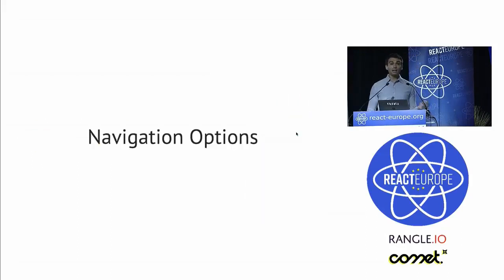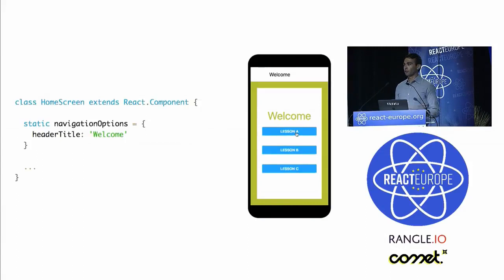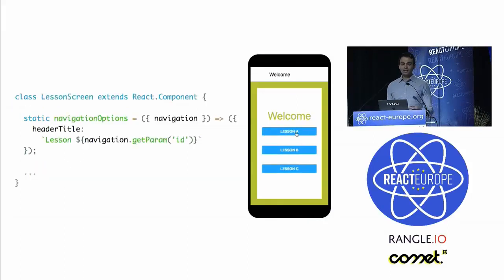Great. Let's talk about navigation options, because that's how we are configuring our Stack Navigator's header. So the welcome text comes from navigationOptions. And sometimes your navigation options actually need to depend on your navigation prop. For example, if you need access to params, like we do here. You see how the title here is lesson A. This is how we can do that.